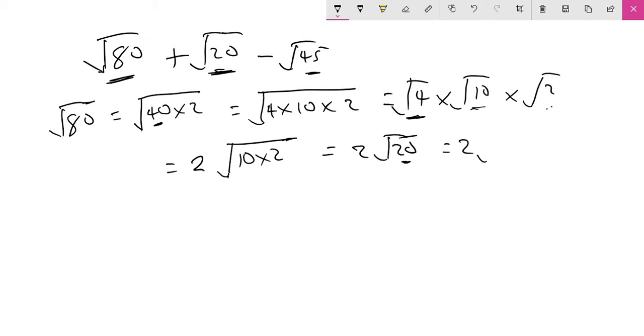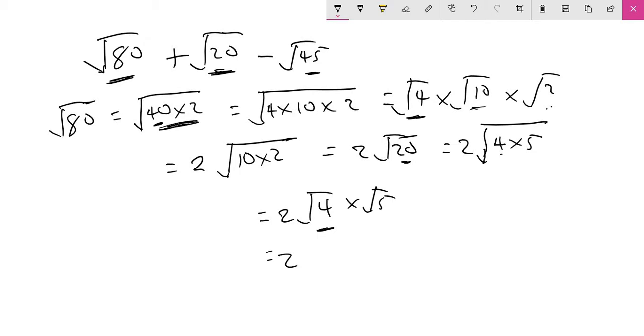So this can go on and on. This is beneficial if you were not able to tell the perfect square from the multiples at first glance. So 20 can be resolved into 4 times 5 and 4 here. So this gives 2 times root 4 times root 5. 4 here is a perfect square, so this gives 2 times 2 times root 5, and this is 4 root 5. That is the simplification of root 80. It gives 4 root 5.